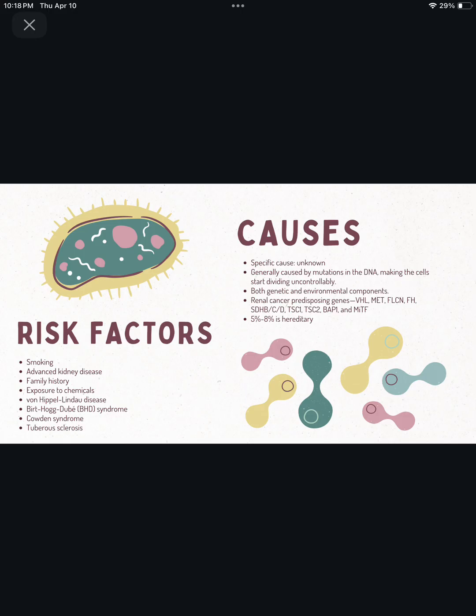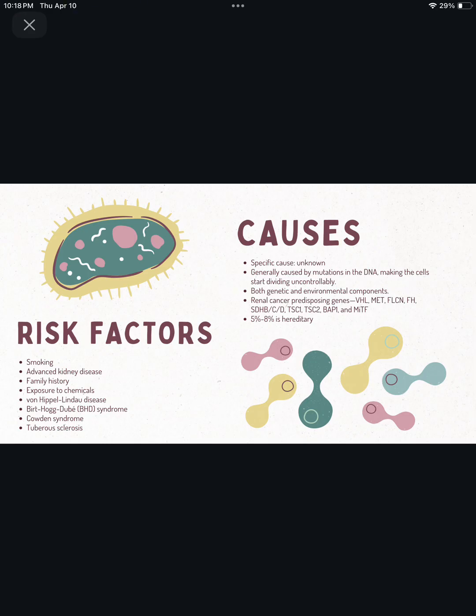Let's move on to the causes of kidney cancer. The specific cause for kidney cancer is actually unknown, but so far what we do know is that kidney cancer is generally caused by mutations in the DNA, making the cells start uncontrollably dividing. Both genetic and environmental components can cause kidney cancer. Renal cancer predisposing genes consist of VHL, MET, FLCN, and more. And it's known that 5 to 8% of kidney cancer cases are hereditary.